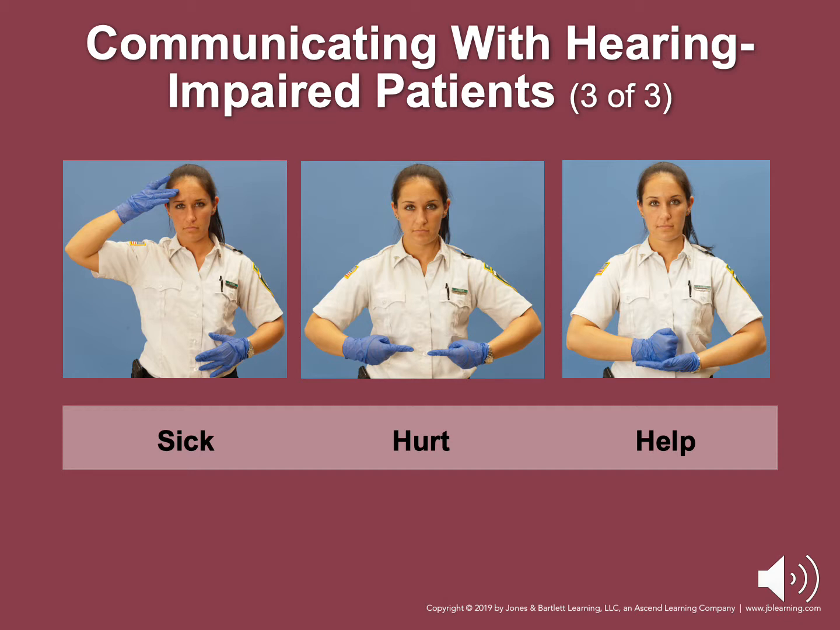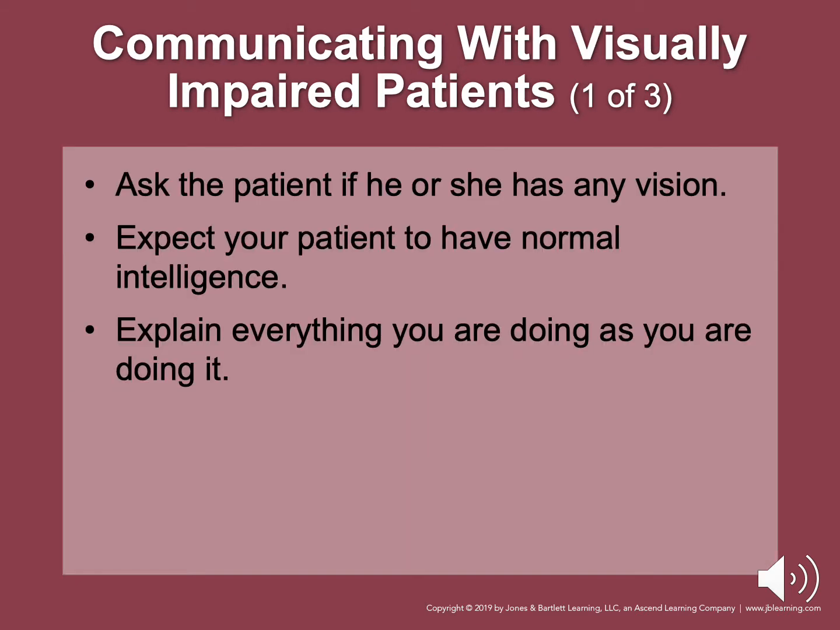Visually impaired patient, ask the patient if he or she has any vision. Some of them can see peripherally, and some of them can only see directly in front of them. Some of them it's just blurred a lot, and they may not have vision but have one eye.